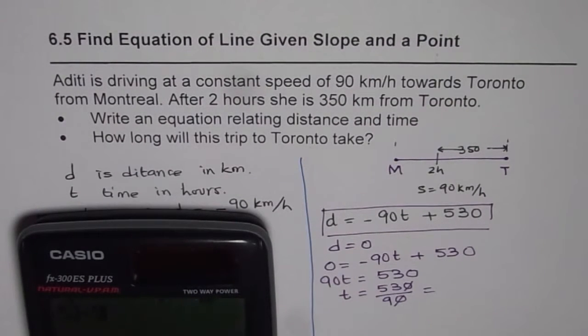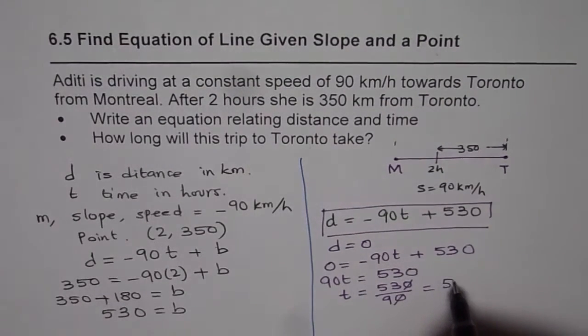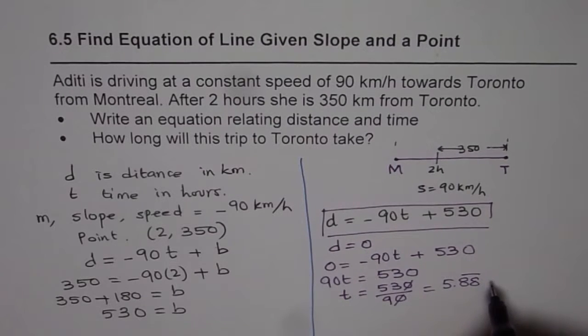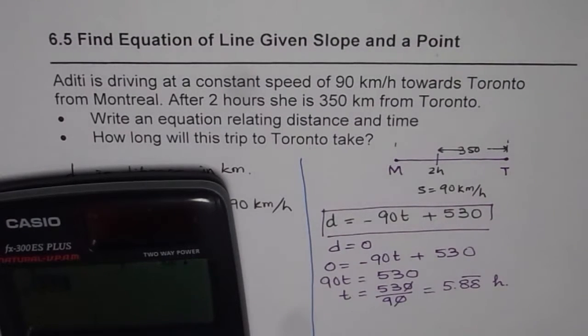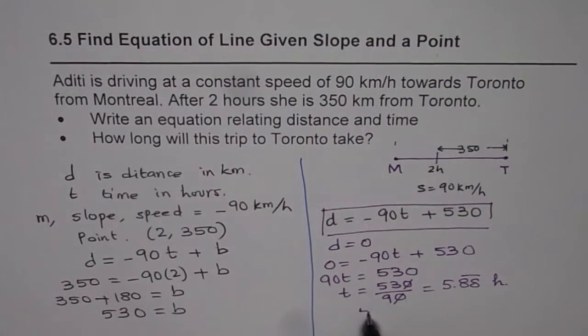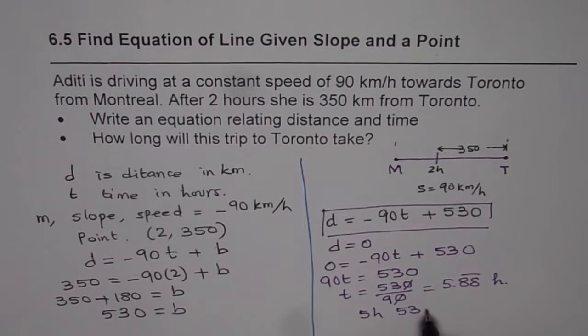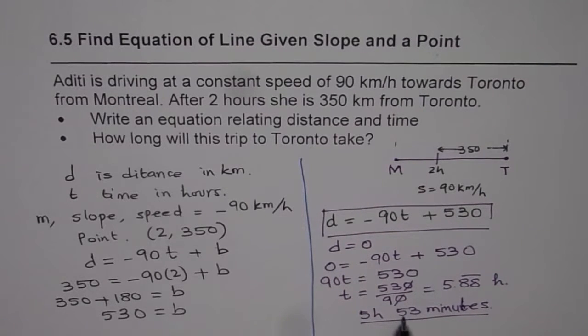53 divided by 9 gives you 5.88, so 5.88 hours. If you have to write it in minutes, then 0.88 should be multiplied by 60, which gives approximately 53 minutes. So you can say time will be 5 hours and 53 minutes. The total time from Montreal to Toronto will be 5 hours and 53 minutes. So that is how you can solve this question.